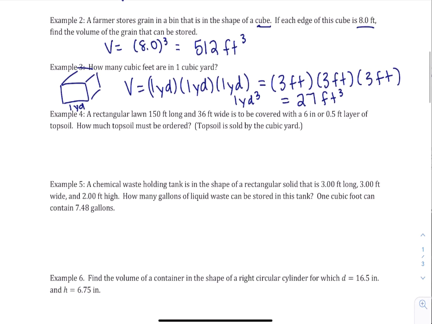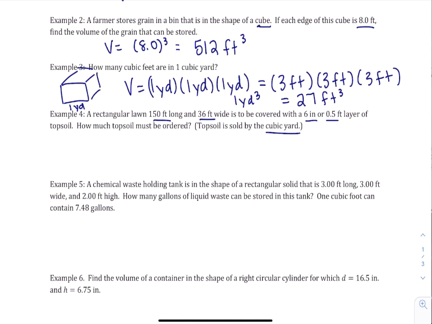Example 4, we're looking at a rectangular lawn that's 150 feet long and 36 feet wide. We're covering this lawn with a 6-inch, or a half a foot, layer of topsoil. How much topsoil must be ordered? Since topsoil is sold by the cubic yards, we would want our final answer to be in cubic yards. Right now, we have our units in feet, and it would be fine to keep it in feet, but we'll use a conversion at the end.